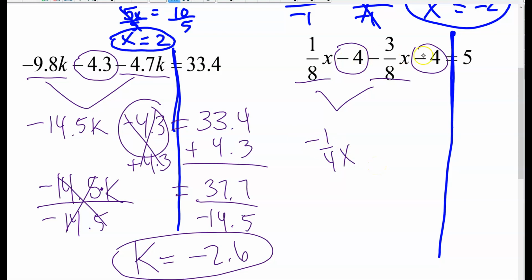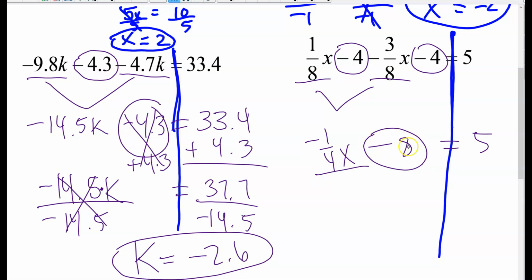And then I've got a minus 4 and a minus 4. These are two negative values. So if I lose 4 and then I lose 4 more, that's actually like minus 8. And all of that should be equal to 5 when I answer this question, okay? Again, once I combine my constant terms and my fraction terms with the variables, now I'm down to a two-step equation. I've got this negative 1/4 x and this minus 8.